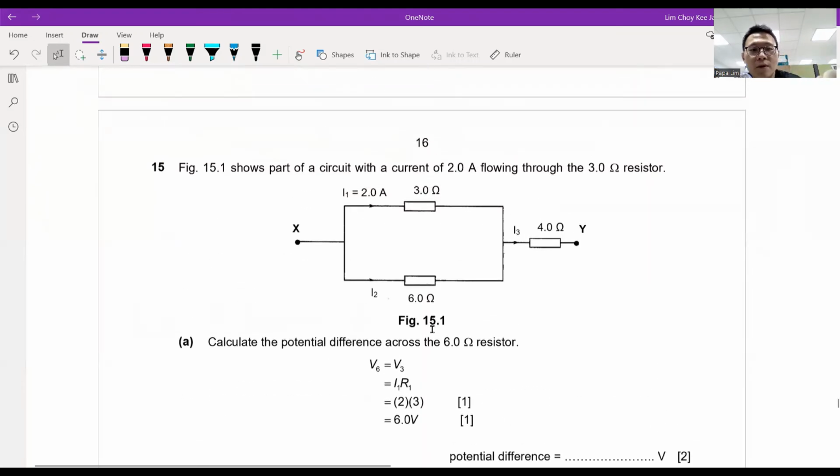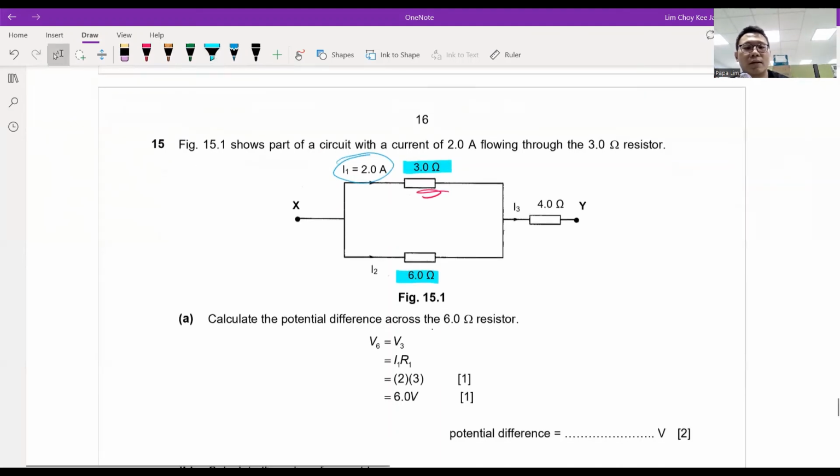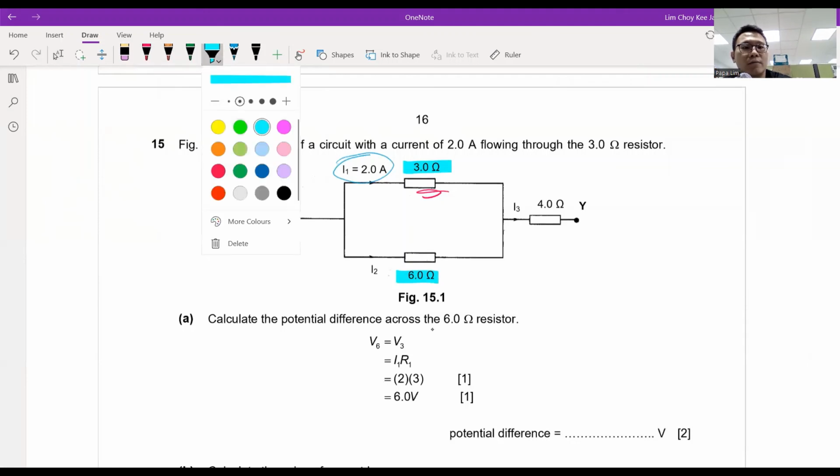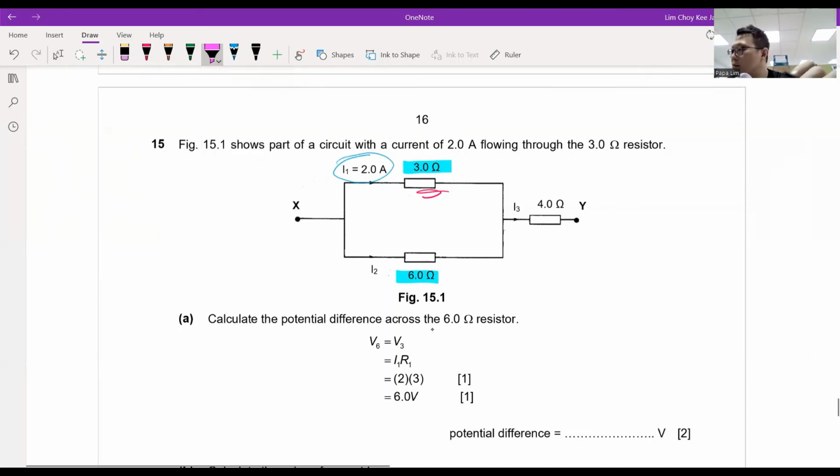Now, for this particular question, we are looking at a 2 amp current. The current is 2 ampere at 3 ohm. So this is 3 ohm and 6 ohm, and they are in parallel. The first thing we are looking at is the current, because they are in parallel, you'll find that the current at, give me a minute, sorry.